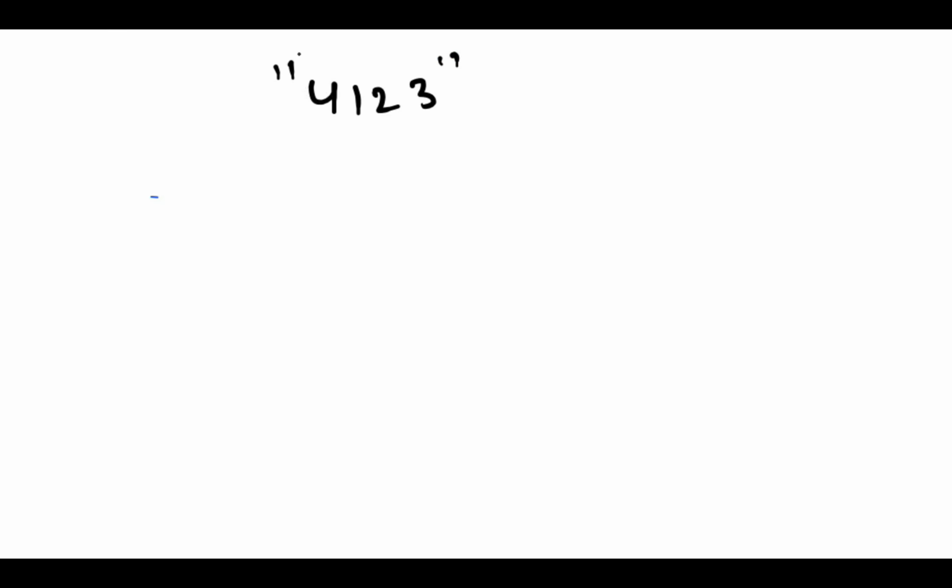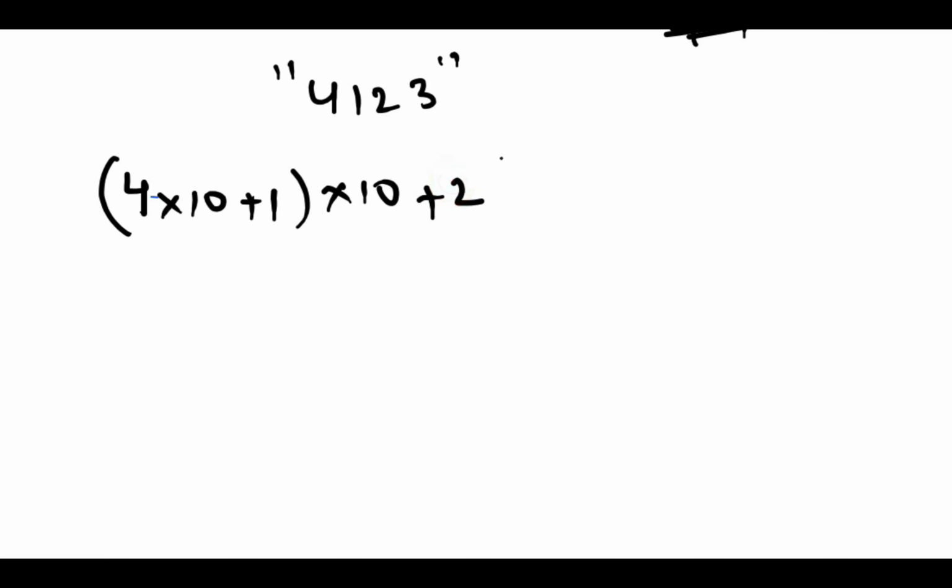So let's say I am given a string, and I want to convert the string into an integer. So basically I should be returning 4123. The way we can do it is that first we pick 4, then we multiply 4 with 10 and add the next number 1. Then we multiply this whole thing with 10 and add 2. Then we multiply the whole thing with 10 and add 3.